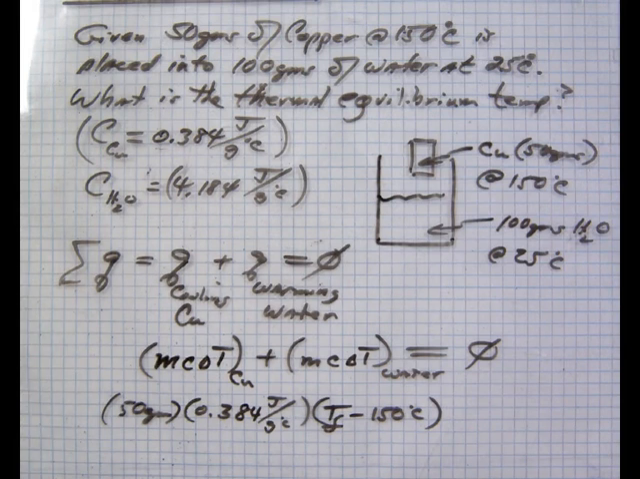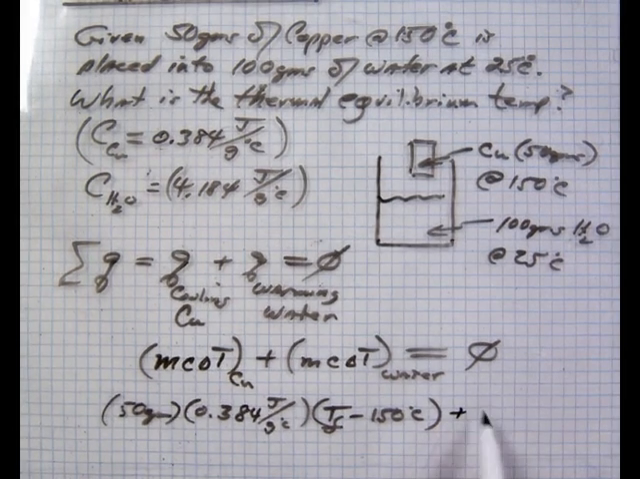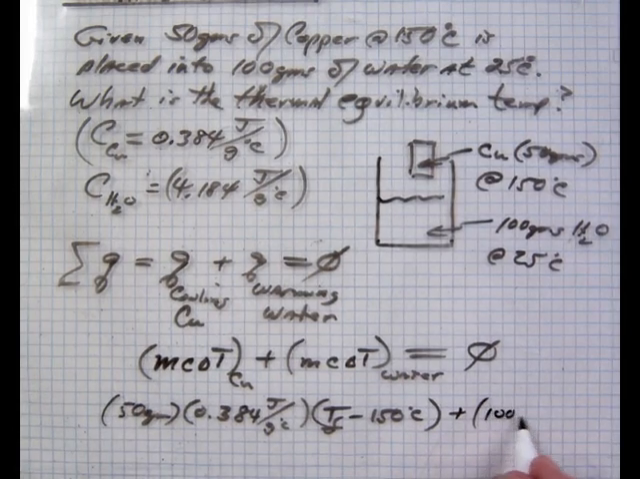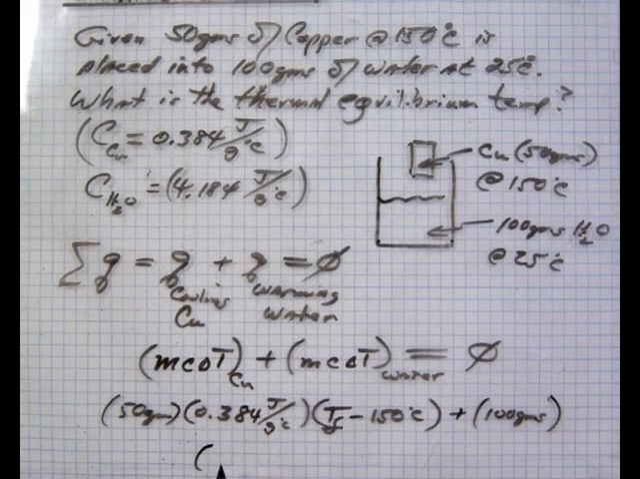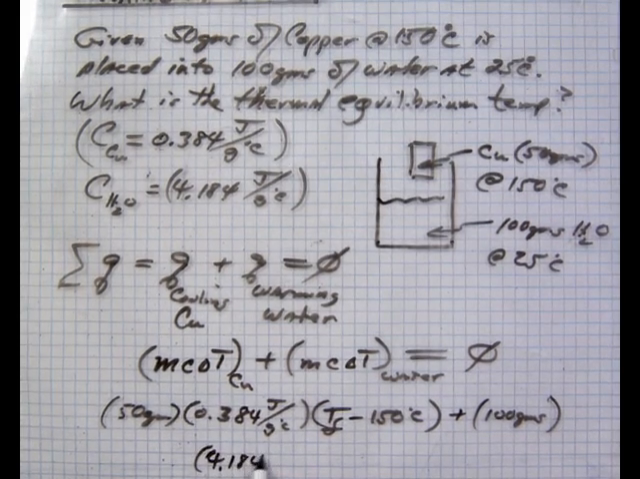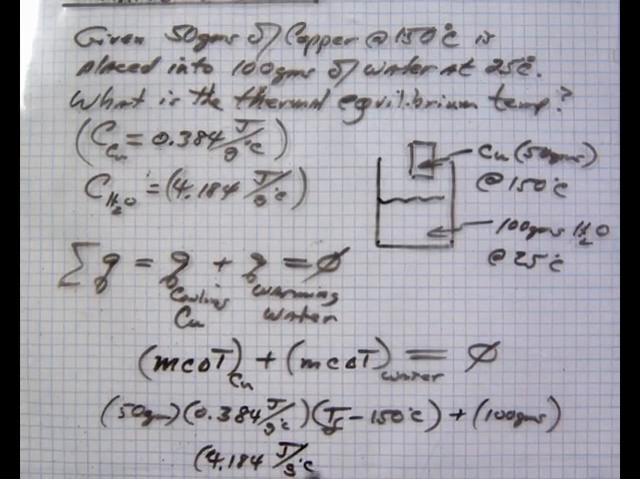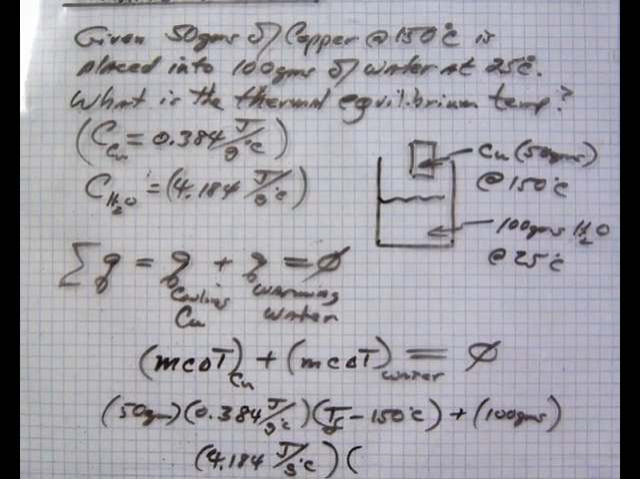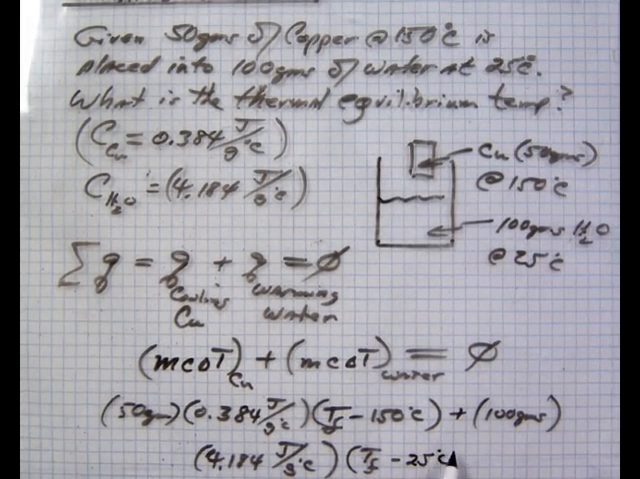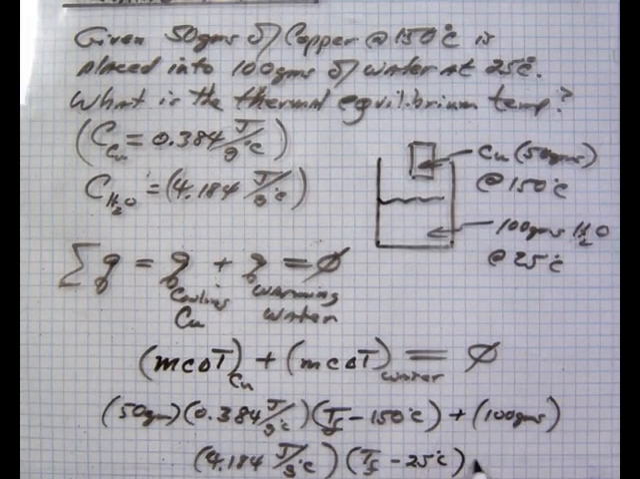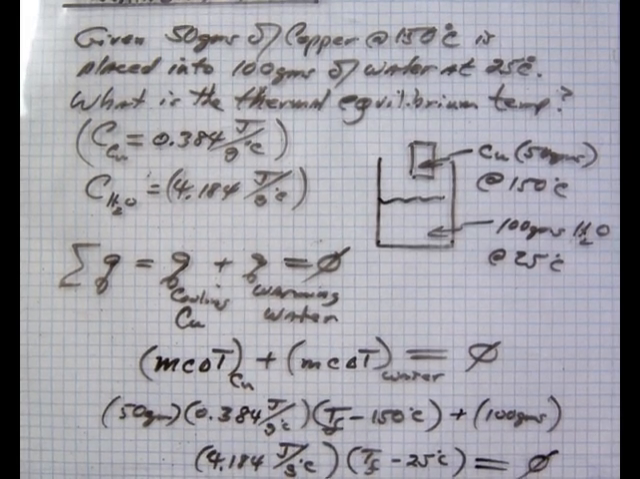When you solve the algebra of the problem, it'll take care of itself. So don't worry about that. Now you have to put the water in here. So we have 100 grams of water, 4.184 joules per gram degree C, and its temperature is T final minus 25 degrees C. And all of that is going to be equal to 0.